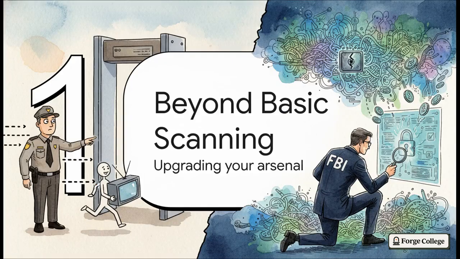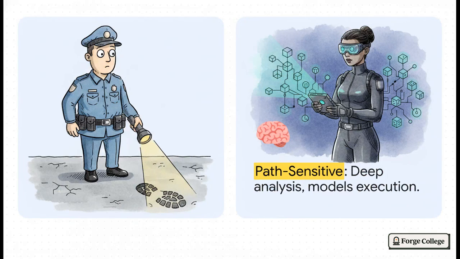All right, Section 1, Beyond Basic Scanning, upgrading your arsenal. Let's jump in. So up until now, the tools you've probably been using rely on basic pattern matching. And look, basic pattern matching is fantastic, but it's kind of like a mall security guard. It's great for spotting the really obvious stuff right in front of it, like someone running out the door with a stolen TV. But what about catching complex, multi-step smart contract exploits? The kind of deeply hidden inter-procedural hacks that literally drain millions of dollars from protocols. For that, a mall cop isn't going to cut it. We need FBI-level forensics.